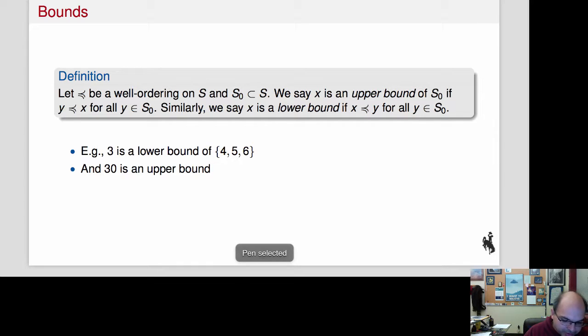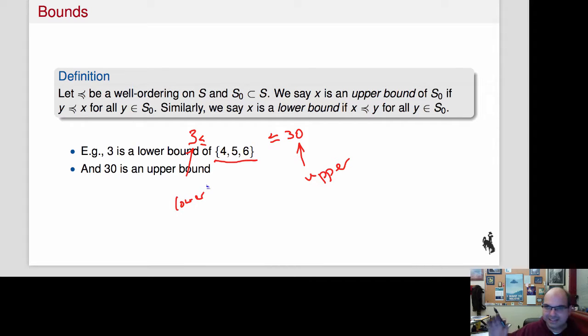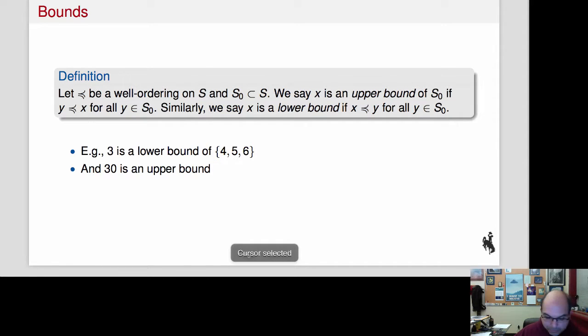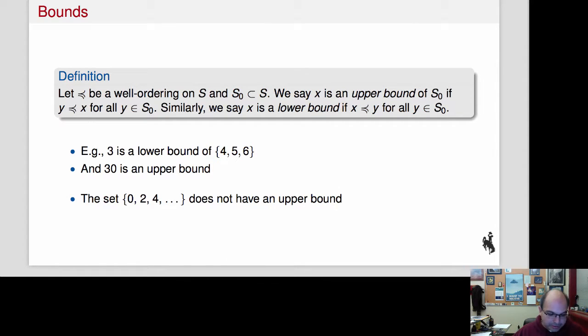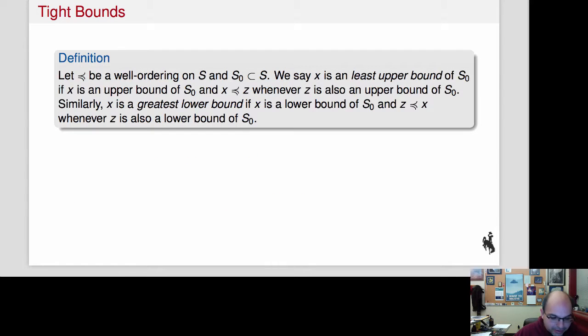And here are some very simple examples. I have the set 4, 5, 6. I'm assuming just the simple less than or equal to ordering. And so 3 is less than or equal to all of these. All of those are less than or equal to 30. So we have an upper bound and we have a lower bound. That's it, there's nothing else to that. Here's the set of even natural numbers, which of course has no upper bound, and we could also find things that have no lower bound.